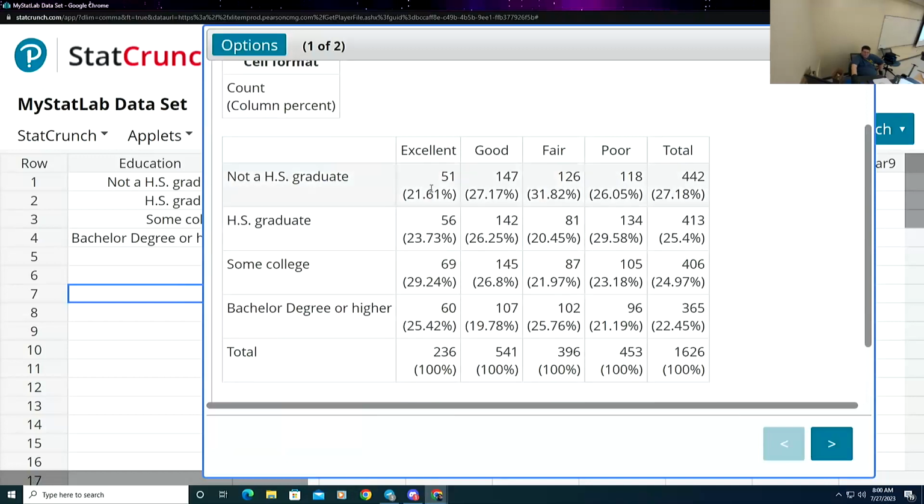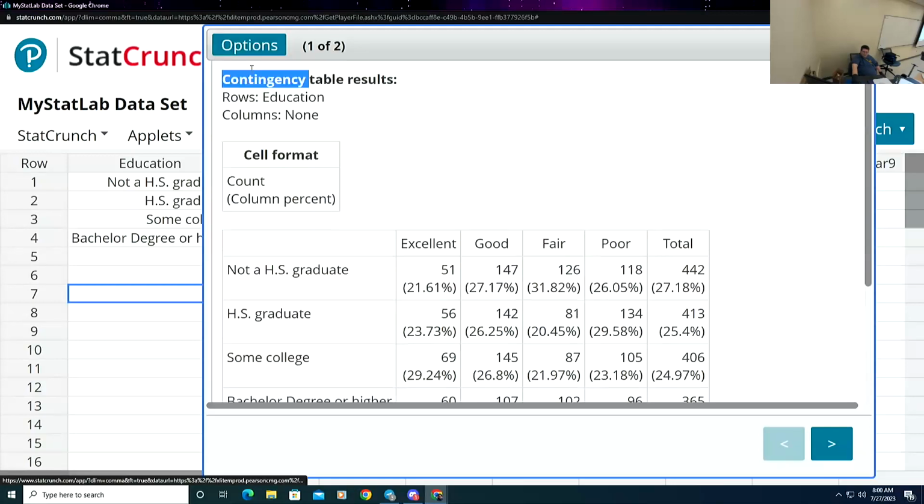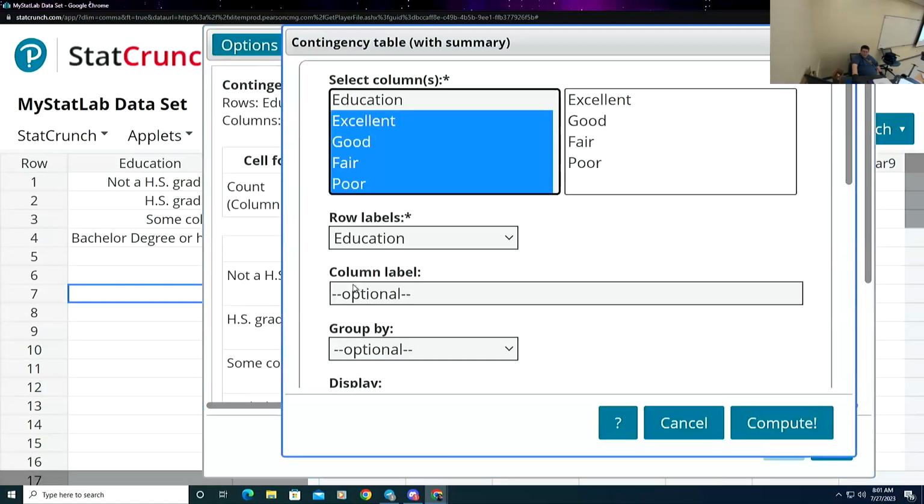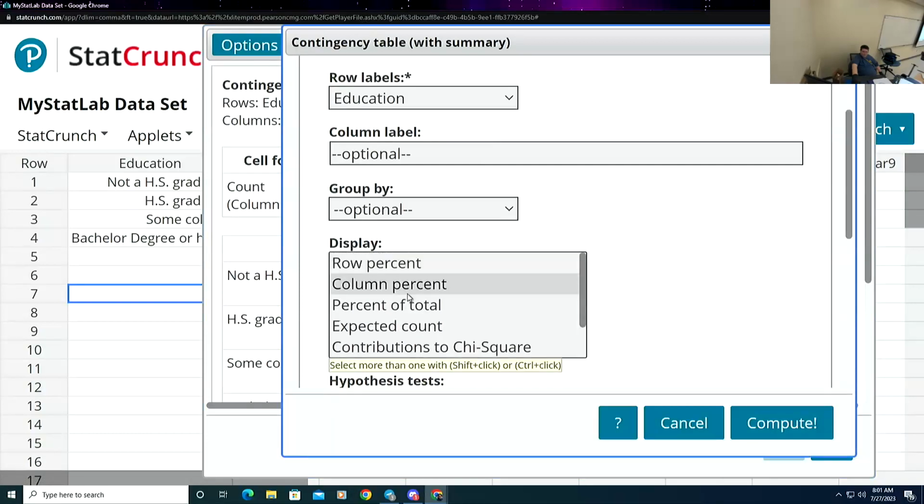Going down the columns, notice the percentages are a lot different. But 51, 56, 69, and 60 aren't too far apart. Notice their percentages aren't too far apart either. 69 has the highest. 69 is 29.24% of 236. So that's a useful thing. The old version had you looking at stuff like that. I wanted to point out where you could see them. The options are in the display section.